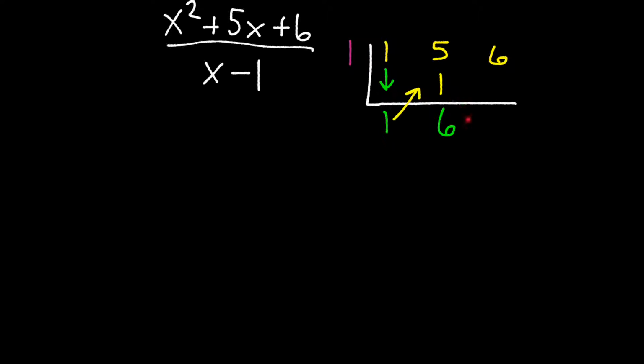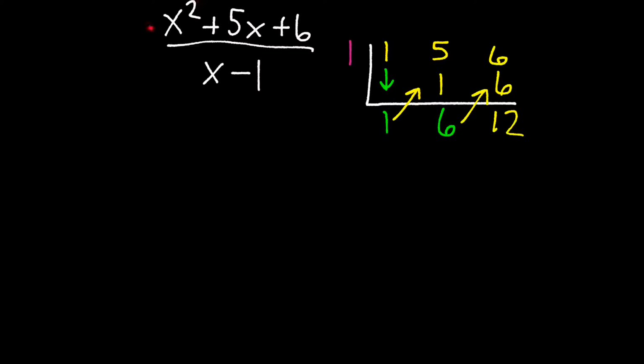Now, just like before, we multiply the 6 by the 1 on the outside, and 1 times 6 is 6, so we bring it up in here, and then we add these together. 6 plus 6 gives me 12. And believe it or not, we're basically done. Okay, so here is where I'm going to create my answer from.